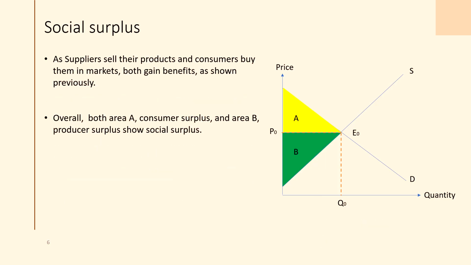Now let's combine both concepts. When consumers buy and producers sell, both sides gain benefits. The consumer surplus and producer surplus together form the total or social surplus. Graphically, this is the sum of the two shaded areas, area A for consumers and area B for producers. This total surplus represents the overall benefit to society from the market. At equilibrium, this total surplus is maximized, meaning the market is efficient.